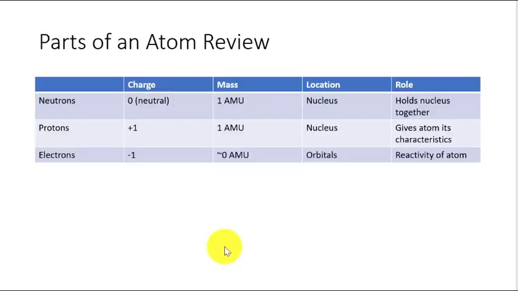All right, quick review of the parts of an atom. Neutrons are in the nucleus, 0 charge, 1 atomic mass unit, and they're really there to kind of hold the nucleus together. Protons are also in the nucleus. They have a +1 charge. They also have a 1 atomic mass unit for their mass. And they give the atom its characteristics. They tell us which element that atom is. Electrons have a -1 charge. They're essentially massless. They're found in orbitals zooming around that nucleus. And they tell us the reactivity of an atom, how likely and what types of reactions that atom will go through.